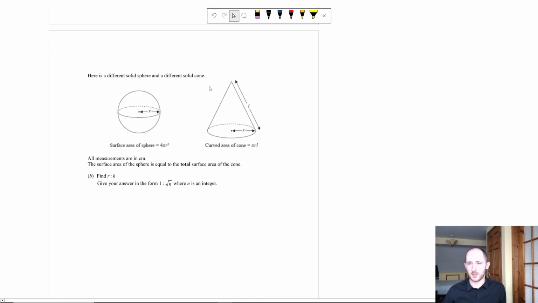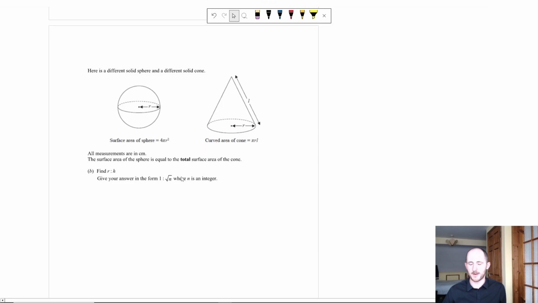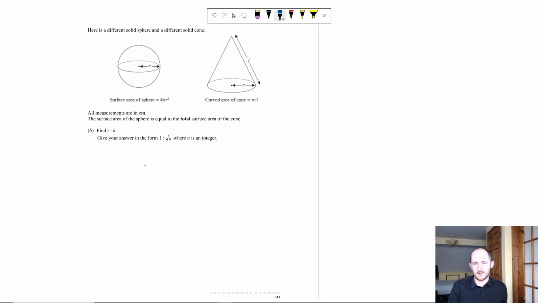Different sphere and different cone. Cool. We have the surface area and the total surface area is the same. Okay. So what they're saying here is the surface area of the sphere, 4 pi r squared, is the same as pi r l. But wait, that is the area of the curved surface. So the bottom is going to be the area of a circle, which is pi r squared.